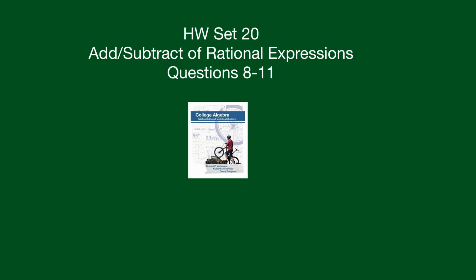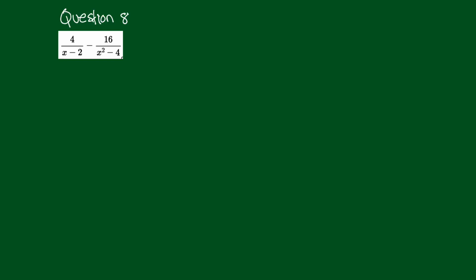This is homework set 20, adding and subtracting rational expressions. Question 8, we have two fractions with different denominators, right? So let's get a common denominator, and we'll do that by factoring. So I'll rewrite each, and I'll write them in factored form.